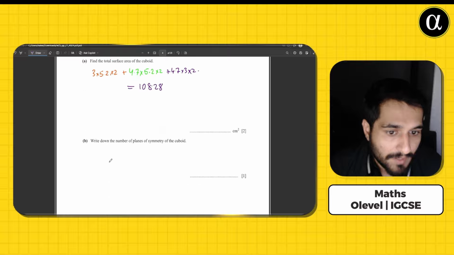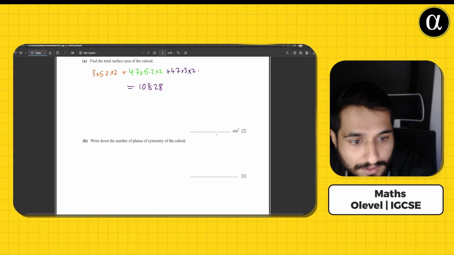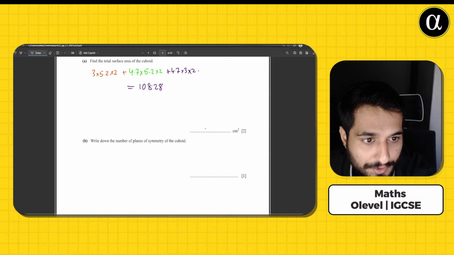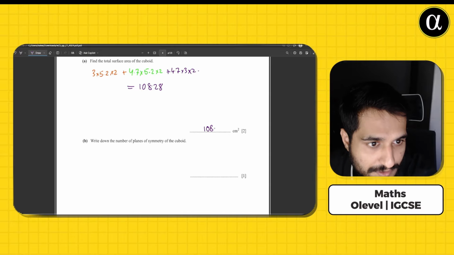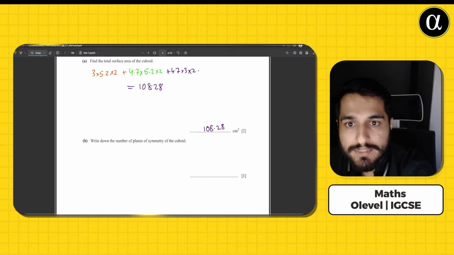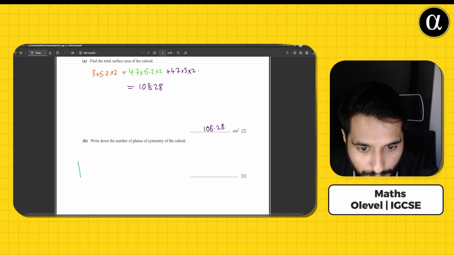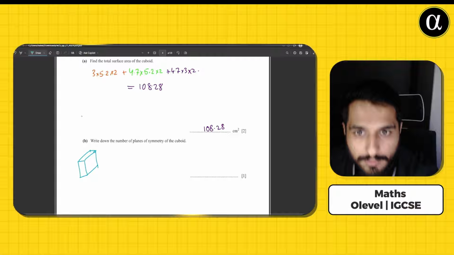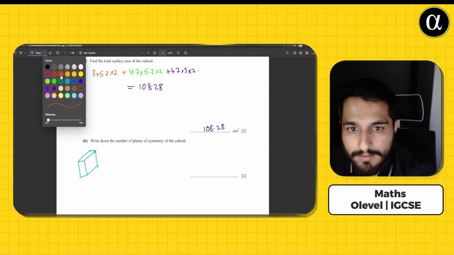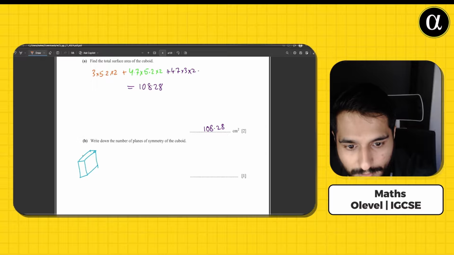Now part B says write down the number of planes of symmetry of the cuboid. How do we solve this part? Since this is a cuboid, we need to understand what type of shape this would form. Let's just randomly draw any cuboid. Let's suppose this is a cuboid, a 3D shape, alright? How many planes of symmetry would this cuboid have? Think of it like slicing this shape like a bread. You're cutting it from the center. So that could be one plane of symmetry.